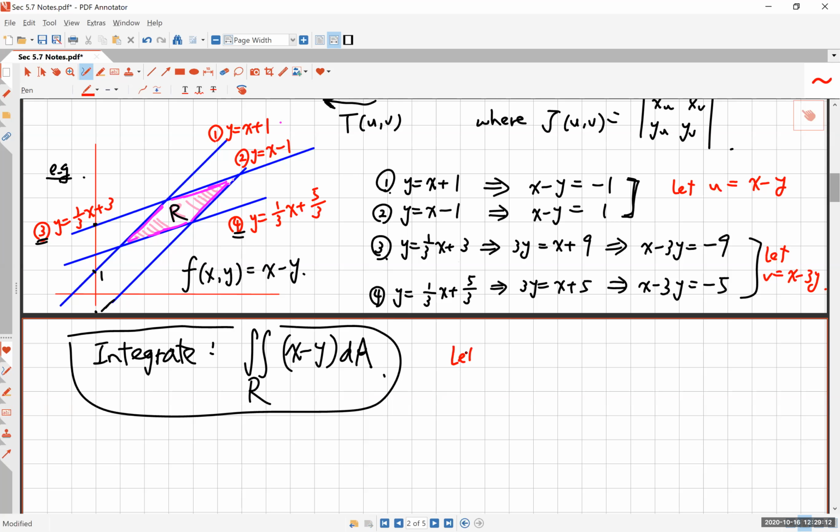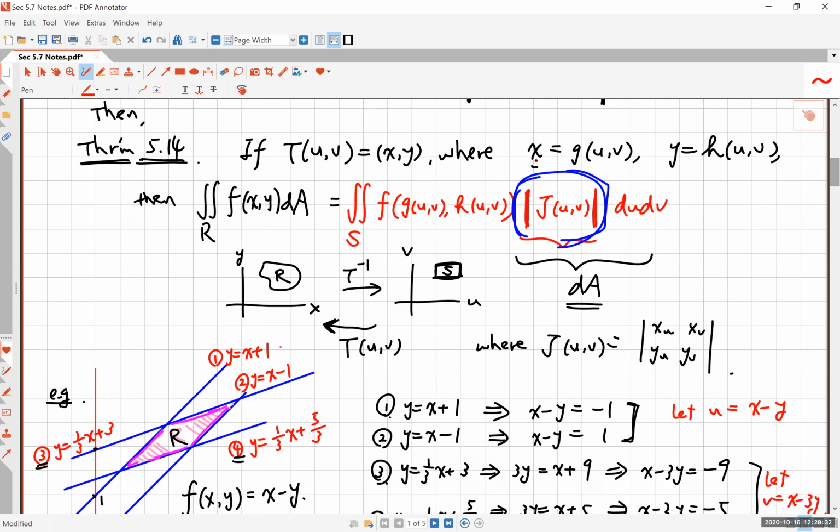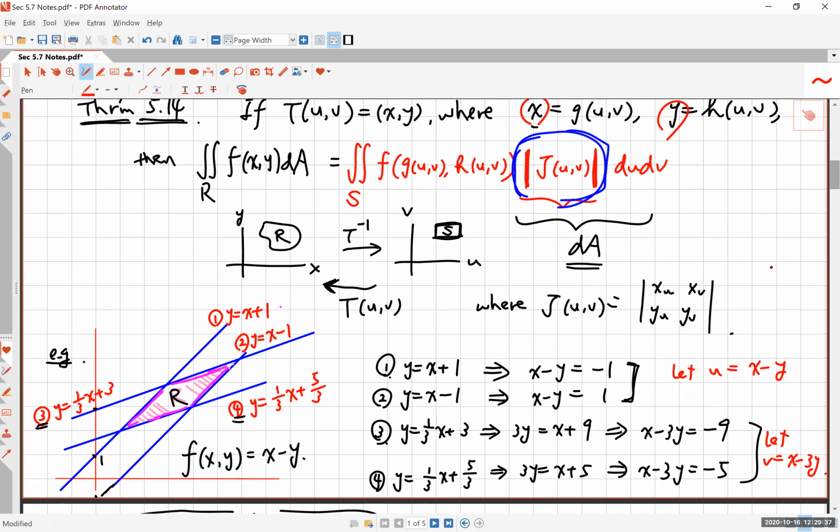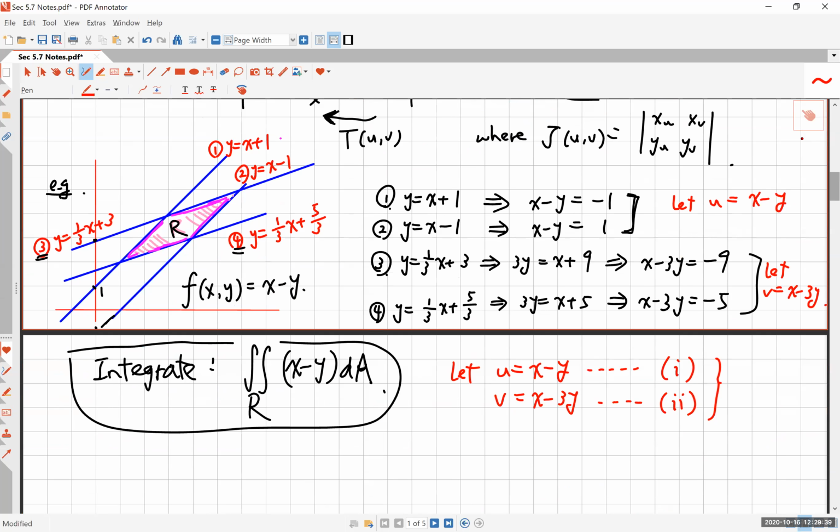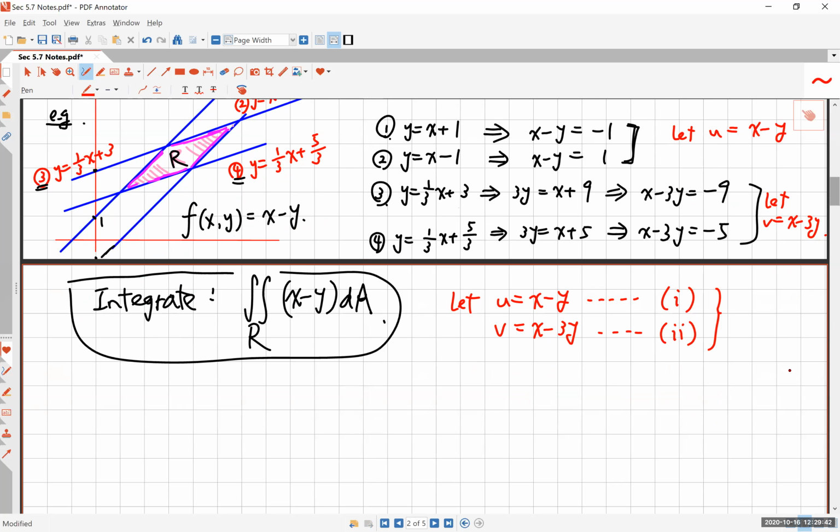So I'm going to rewrite this again. Let u be x minus y. All right, let's call this equation 1, and let v be x minus 3y. That is equation Roman numeral 2. Okay, now the reason I set this up this way is because if you remember, to do this, I need to find the equation for x and y. So it's great that I identified u and v this way, but what I really need is to express x in terms of u and v and y in terms of u and v. I haven't done that yet.